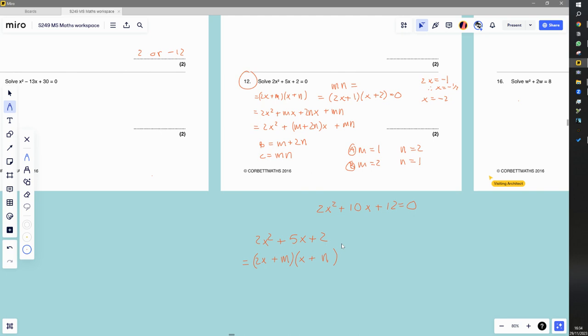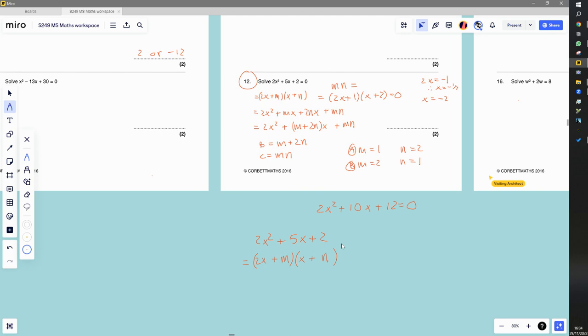And this is what I've done over here. So 2x squared plus mx plus 2nx, because the 2x has been multiplied by the n. And then we get mn. So the mn stays the same as when a is 1. In other words, the numbers that we get here will multiply to give 2 again. But we don't add them to give 5. It's a bit more complicated. It's actually m plus 2n that add together to give 5.